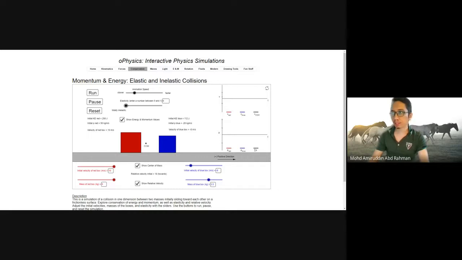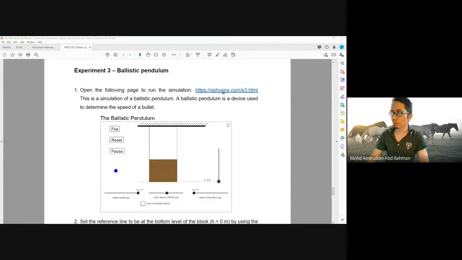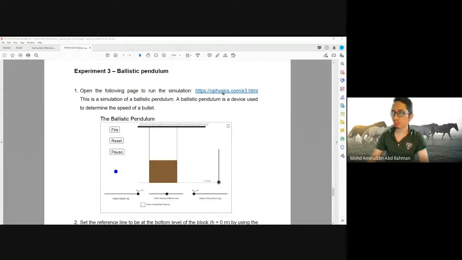We're going to have another experiment. The last experiment in this lab manual is experiment number three, which is about the ballistic pendulum. Also, you're going to go to O-physics to open the simulation.